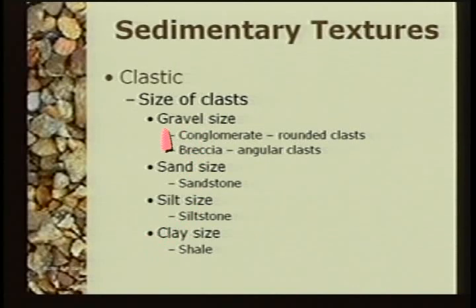Now, in the gravel size, we can have two different varieties of sedimentary rocks that are produced. If we have very well-rounded clasts, we end up with a type of rock known as a conglomerate. If, however, we're looking at angular clasts, we end up with a rock known as a breccia. Sand has a different connotation in geology in a couple of different situations. Sand can be commonly used to describe quartz sand, but sand is also a size category as well. So keep that in mind when you're classifying sedimentary rocks.